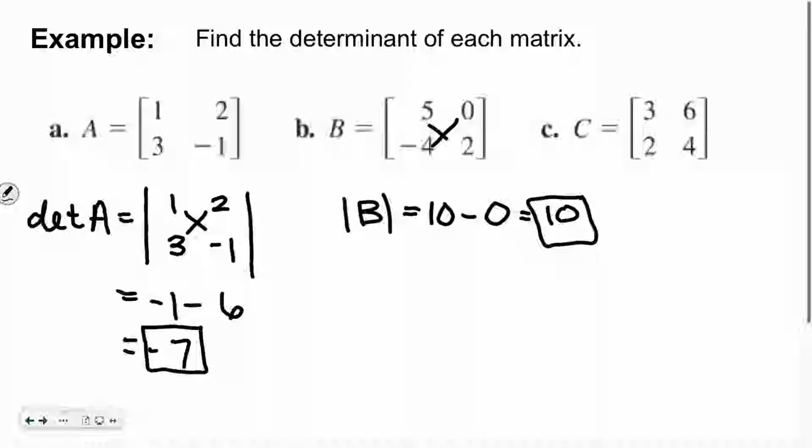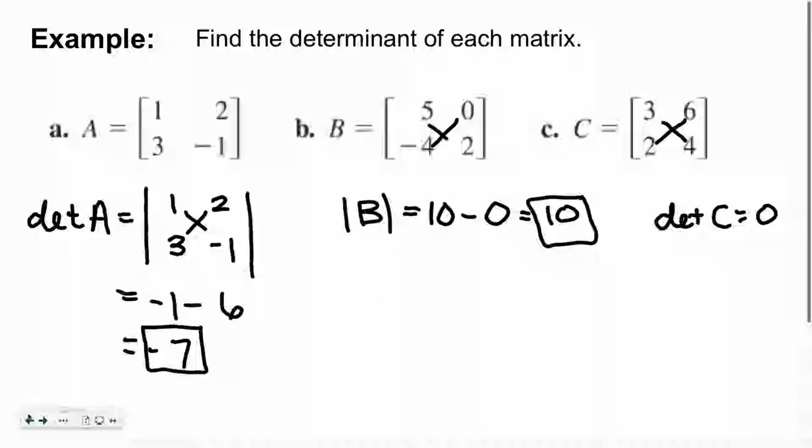And then what's our determinant for C? I heard a 0 out there. 12 minus 12 is 0. So which of those matrices don't have an inverse? C. So we can tell just by calculating the determinant. Okay? So there's really 3 possibilities for determinants. Can be positive, can be negative, can be 0.